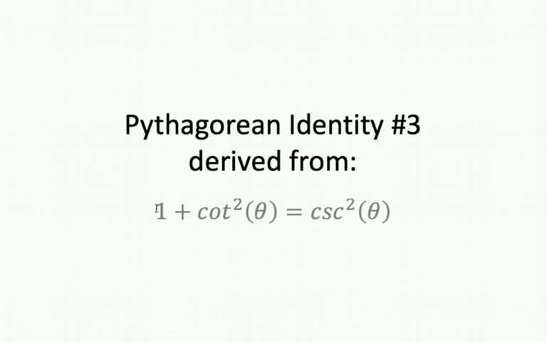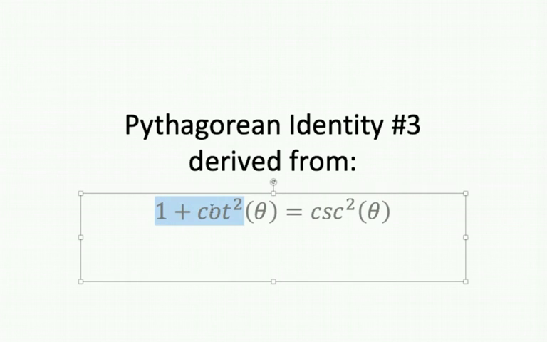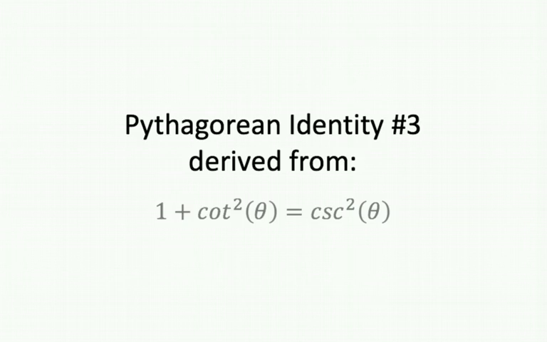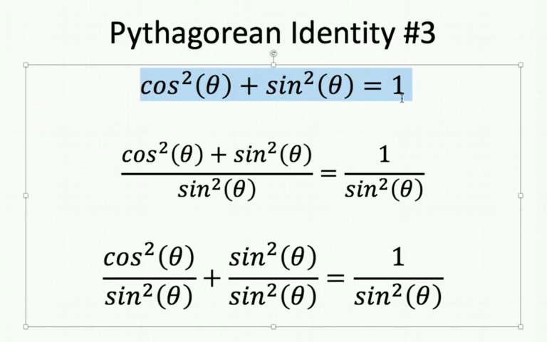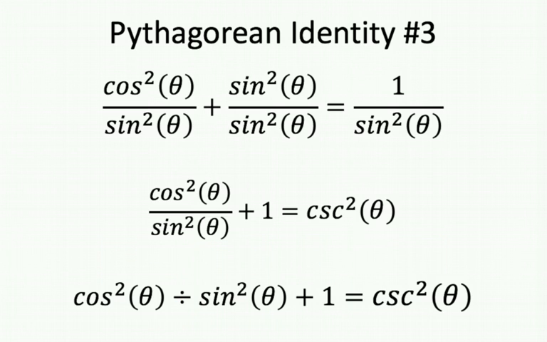Right, and you do a similar thing in order to get our third Pythagorean identity: 1 plus cotangent of theta squared is equal to cosecant of theta squared. Okay, so let's start with our original Pythagorean identity. This time, I'm going to divide both sides of the equal sign by sine of theta squared. Once again, we're going to split this big fraction into two fractions. Okay, and let's take this into our next page.